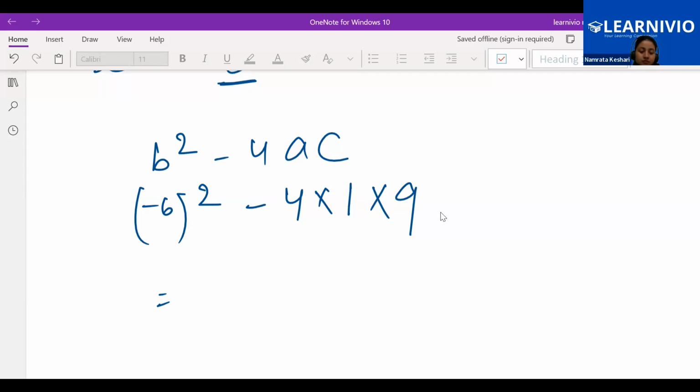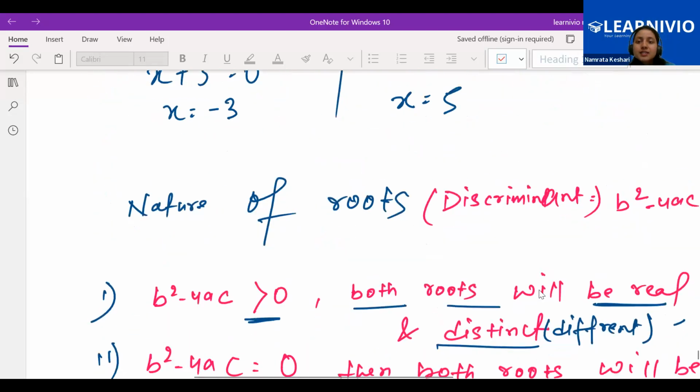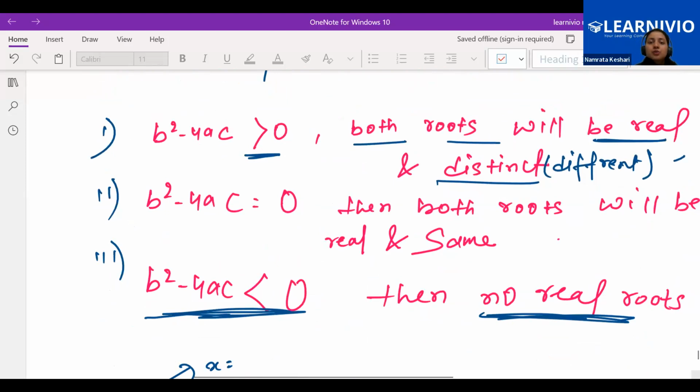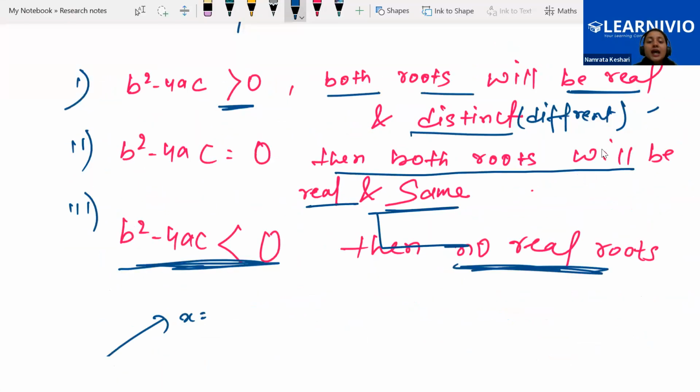Ma'am, it will be 0. It will be 0. And when b square minus 4ac is equal to 0, what does the formula say? If it is equal to 0, then both roots will be real and same. Can you see? We will have the same root.